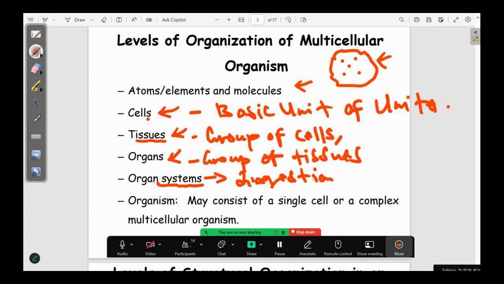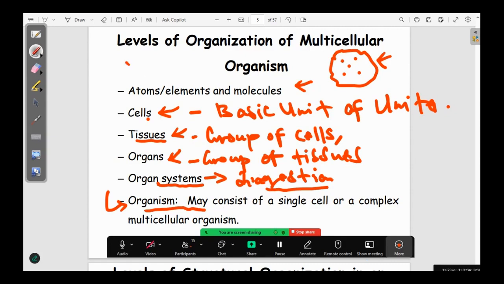This organism will consist of many systems. For example, in our body we have a lot of systems. We have the cardiovascular system. You are going to learn it. I don't think you are going to learn the digestion system unless you major in medicine. You are going to learn it later. We have the respiratory system. We have a lot of systems. When those systems combine, they form what we call an organism, such as human beings. All right, so that's it about the levels of organization of this multicellular organism.